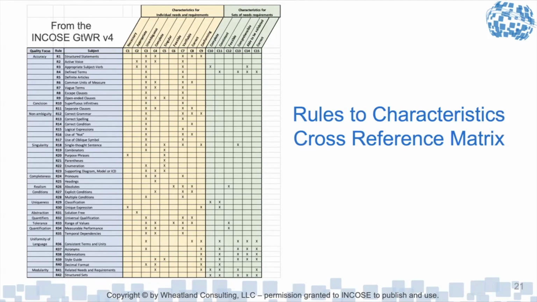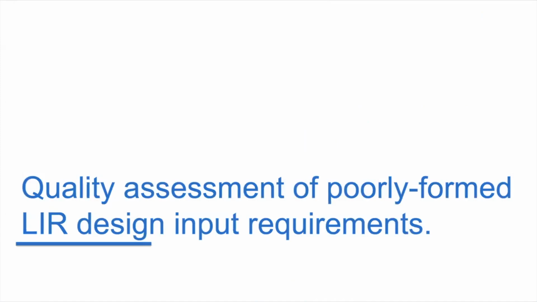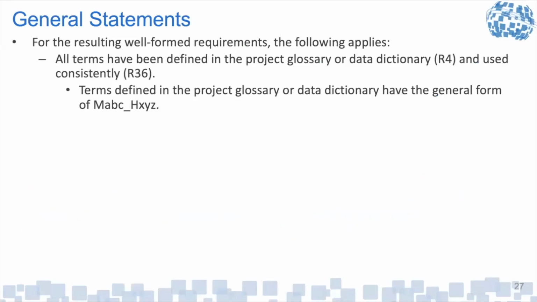Key ones is how do you know when the requirement's actually complete or feasible? Following the rules isn't really going to help with that. We could have the most perfectly formed requirement statement that follows all the rules, but yet that may not be the correct requirement. It may not be feasible. So now we'll get into the details, quality assessment, poorly designed input requirements, some general statements.